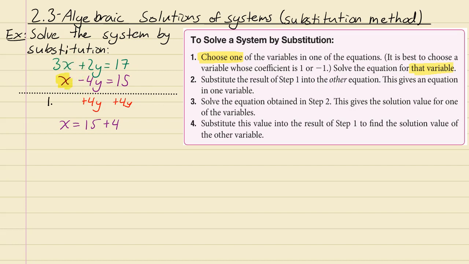So we're going to take this value of x that we have here, which is supposed to be 15 plus 4y. Whoops. We're going to take that expression for x, that must still be equal to the x in the other equation. And that's what the real substitution is, replacing this x with 15 plus 4y. And this is what that will look like.